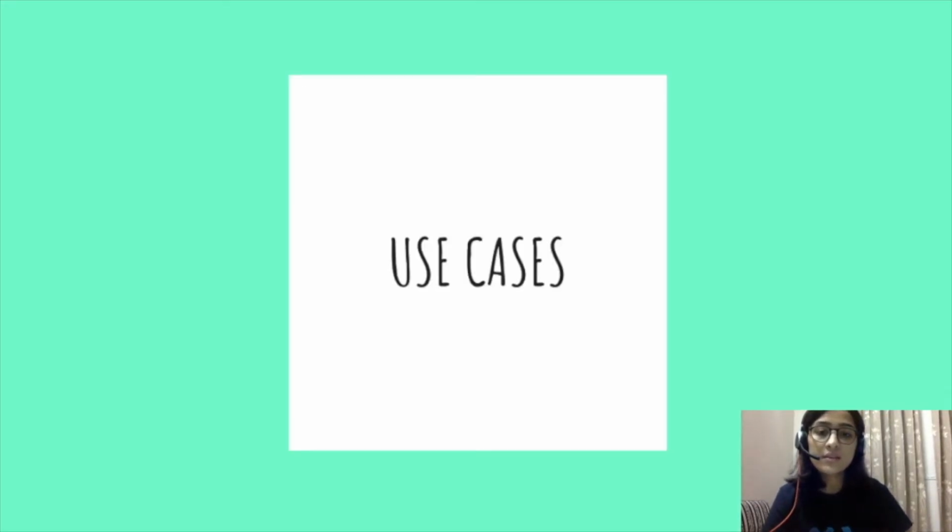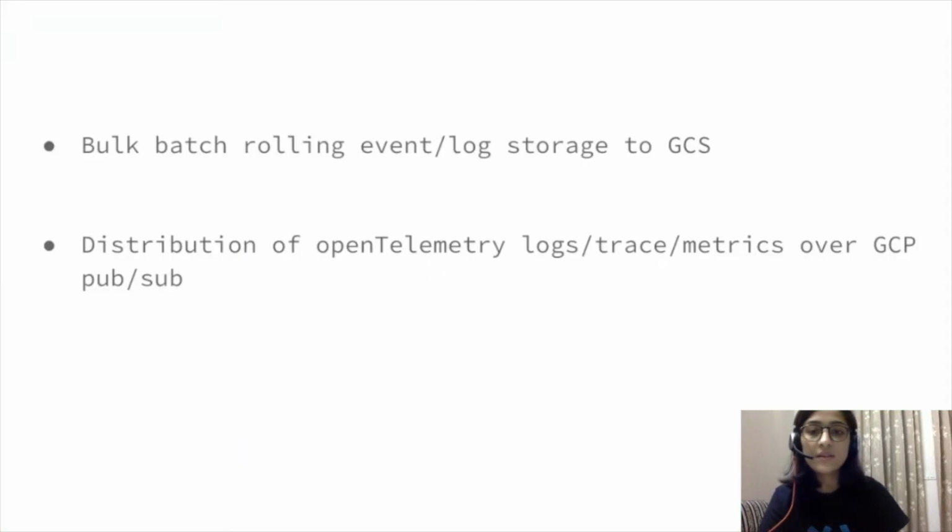The use cases of this project. Okay. So some of the possible use cases of the connectors include events and logs can now be easily stored in GCS, which is a use case of the GCS connector. Then the open telemetry logs, traces, and metrics can now be distributed over PubSub, which is a use case of the PubSub connector. There are definitely more use cases which are now being looked at here.